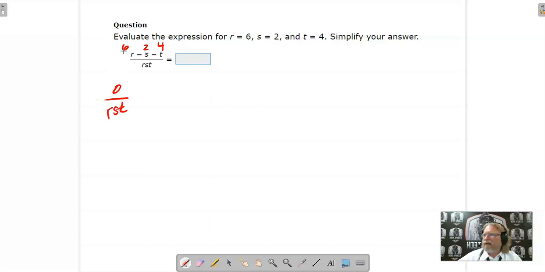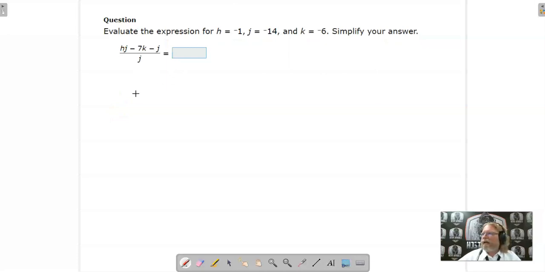Double check. 6 minus 2 minus 4. 6 minus 2 is 4. Minus 4 is 0. Indeed, whatever this bottom part is, that's going to be 0 because the numerator worked out to be 0. And this is the last one here. J is negative 14. I'm making sure that you can't have a denominator of 0. We call that undefined. So let's work out the numerator.